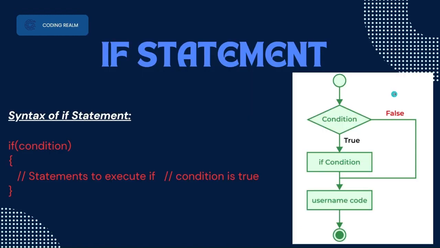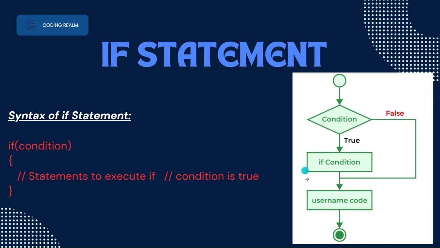Now let's start with the if statement. The if statement is the most simple decision-making statement. It is used to decide whether a certain statement or block of statements will be executed or not. It means if a certain condition is true, then a block of code, the block of statements, is executed.